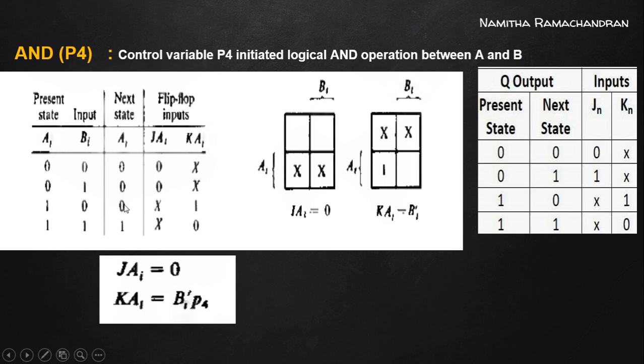So using these J and K values, now we can perform the K-map simplification, and while performing the K-map simplification for this J input, we get a Boolean function like JA equal to 0, and for this KA equal to Bi complement. So while considering this control variable P4 along with this J and K input, now the Boolean function corresponding to this particular logical AND operation becomes JAi equal to 0 and KAi equal to Bi complement P4.